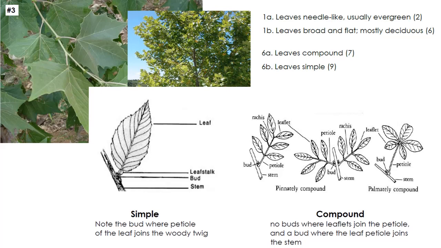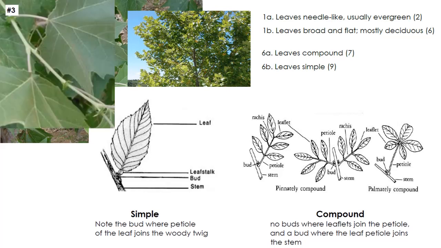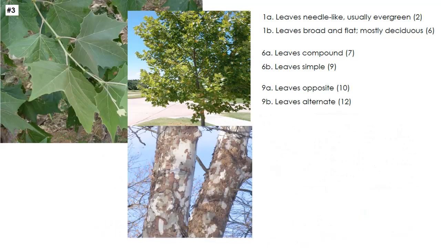Now when you look at the left, it looks like it would be a simple leaf. And I zoomed in a little further to show it in more detail, but yes, this is very much a simple leaf, so we're going to 9. Leaves opposite, go to 10, or leaves alternate, go to 12. That's very clearly leaves alternate, so 12 is your next step.